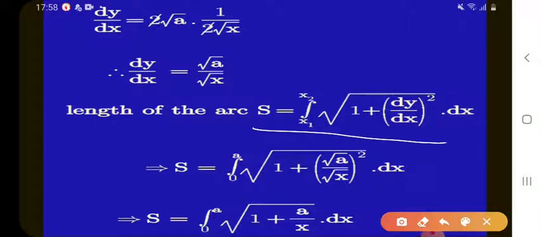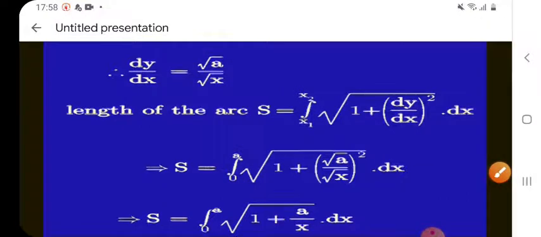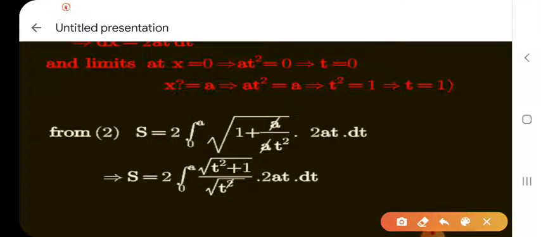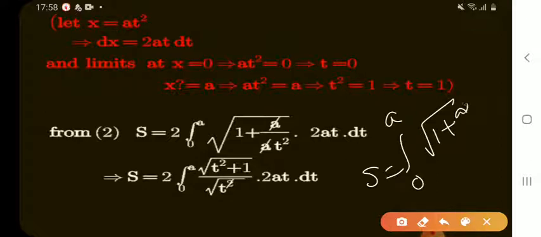Okay, this is the formula of length of the arc in Cartesian form. I substitute limit values x1 and x2, that means 0 to a in limit, and 1 plus, what is dy by dx here? Root a by root x whole square means a by x. 1 plus a by x is the root value. Next, see here, what is the s here? 0 to a root 1 plus a by x dx. This is our s value.